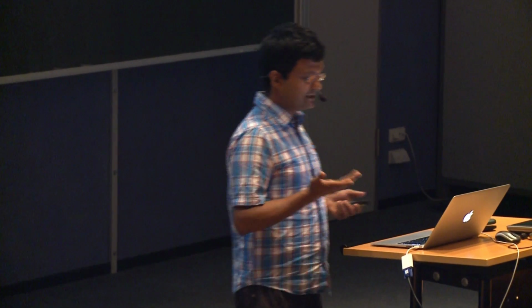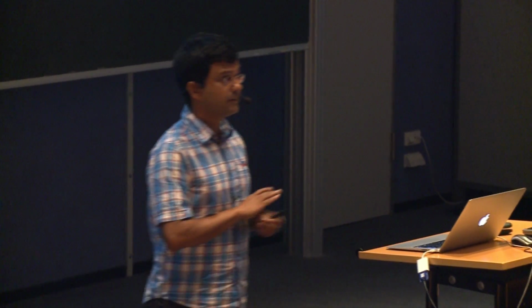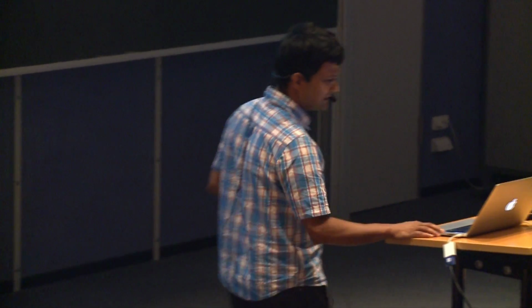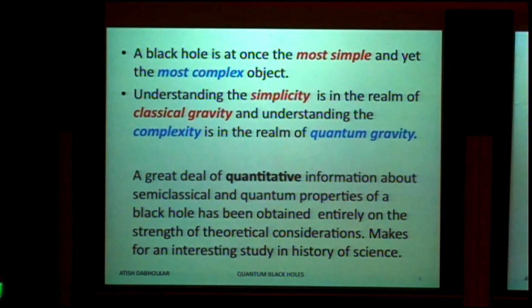And so the take-home message from that, and we have heard many talks on this, is that a classical black hole is extremely simple. It's much simpler than the gravitational field around this table, for example. What I'm going to talk about is the complexity of black holes. So a black hole is at once the most simple and the most complex object, and understanding the simplicity is in the realm of classical gravity, which is what we have heard about mostly, and understanding the complexity is in the realm of quantum gravity.